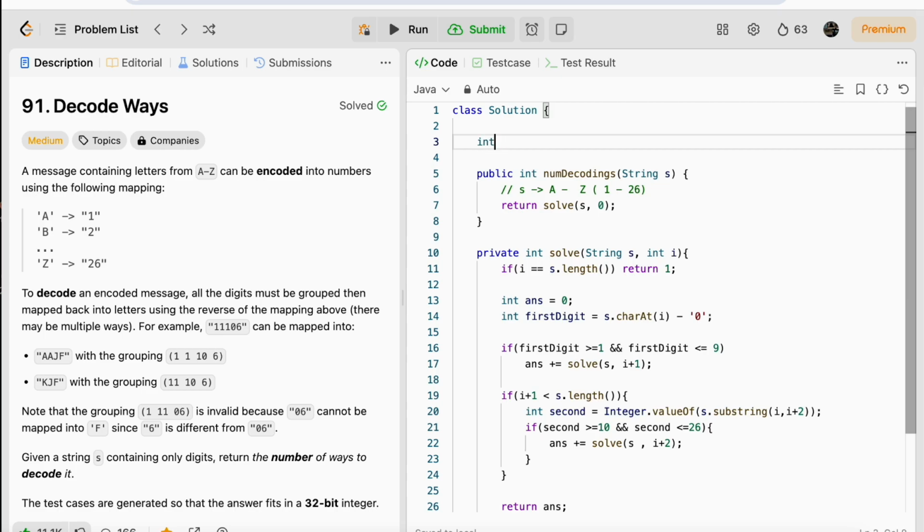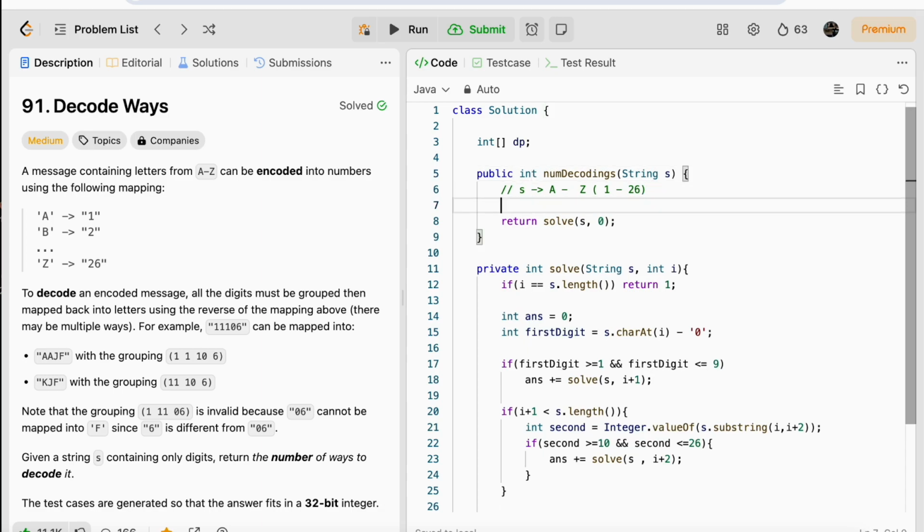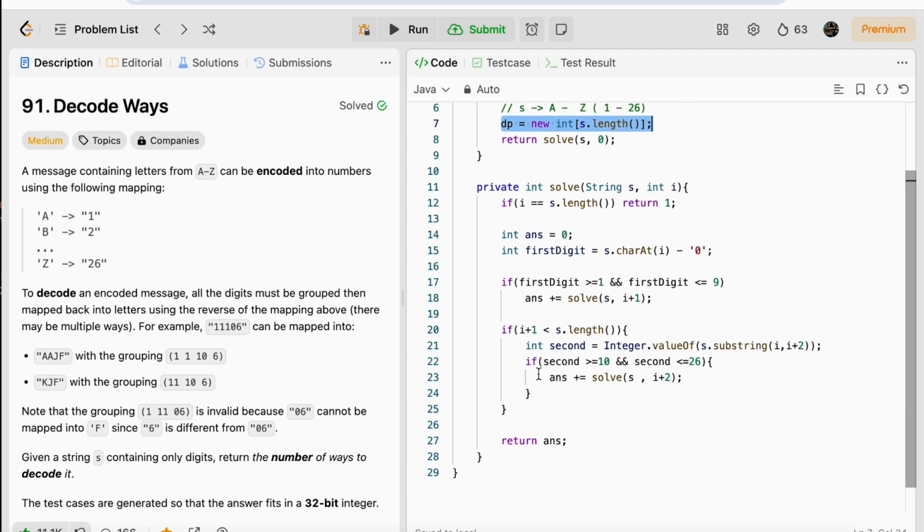So for that I'm going to take a DP array to store my answer, and DP array is going to be new int[s.length]. Let's say s.length is 3. It means we need a size 3 array, so our index will go from 0, 1, 2. Okay, so when we have captured the answer, we are going to store it to dp[i].